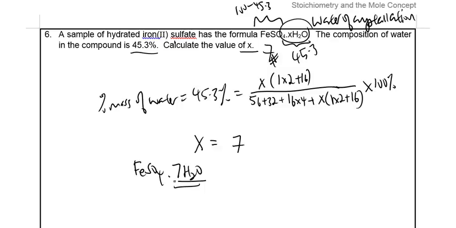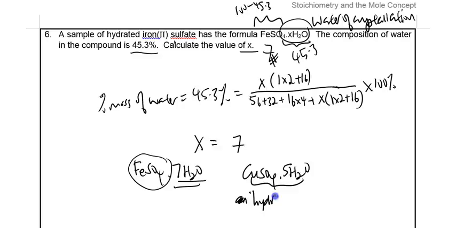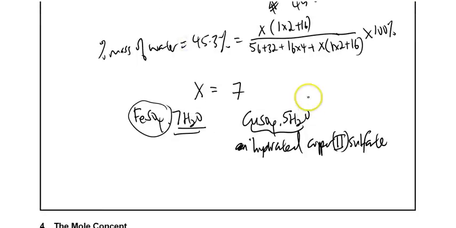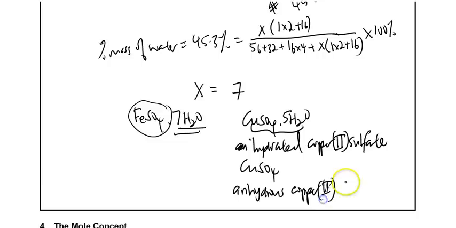So this is actually FeSO4.7H2O. So there are 7 waters of crystallization per unit of iron(II) sulfate. If you recall earlier, you have seen CuSO4.5H2O. This is what we call hydrated copper(II) sulfate, and these are the blue crystals we see in the lab. When we remove the water of crystallization, we will get CuSO4, which we call anhydrous copper(II) sulfate, and this is the white powder we see. So with and without water, they look very different.